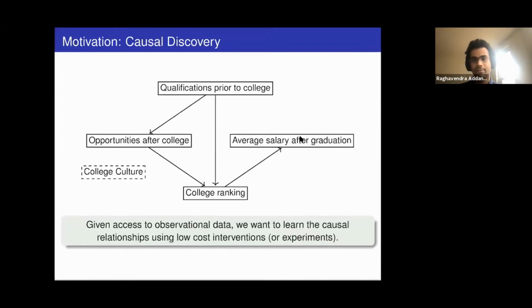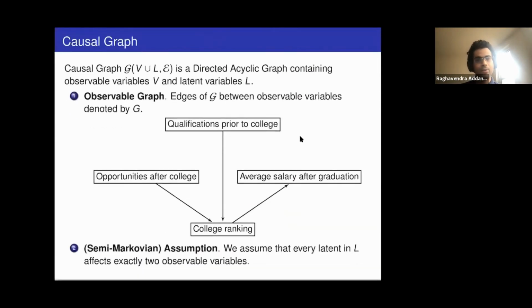So let's first look at what a causal graph is. A causal graph is a directed acyclic graph containing observables V and latent variables L. Edges of the script G, which is the directed acyclic graph, between observable variables, induced on the observable variables, is called the observable graph, denoted by G. You can see that there are no latents in the observable graph. We also make this assumption of semi-Markovian assumption, wherein we assume that every latent exactly affects two observables, and there are no latent edges. This is the causal graph which we are interested in.